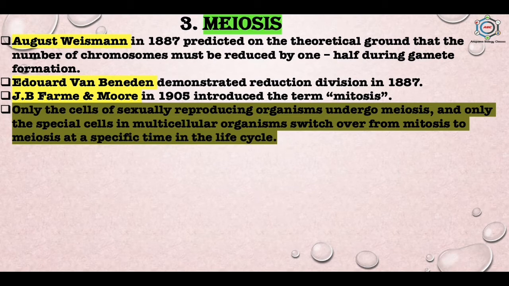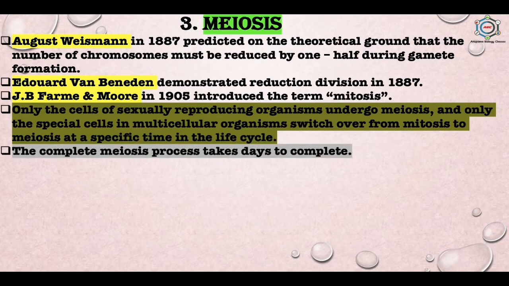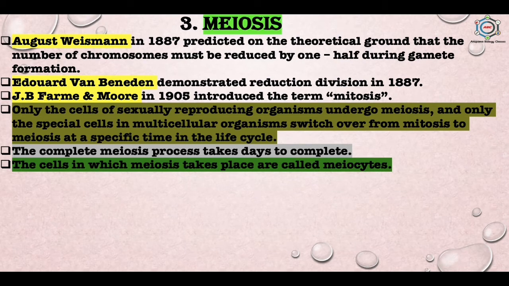So, meiosis produces gametes in animals, some lower animals, and various protists and fungi. It also forms spores in higher plants. The complete meiosis process takes days to complete. The cells in which meiosis takes place are called meiocytes.